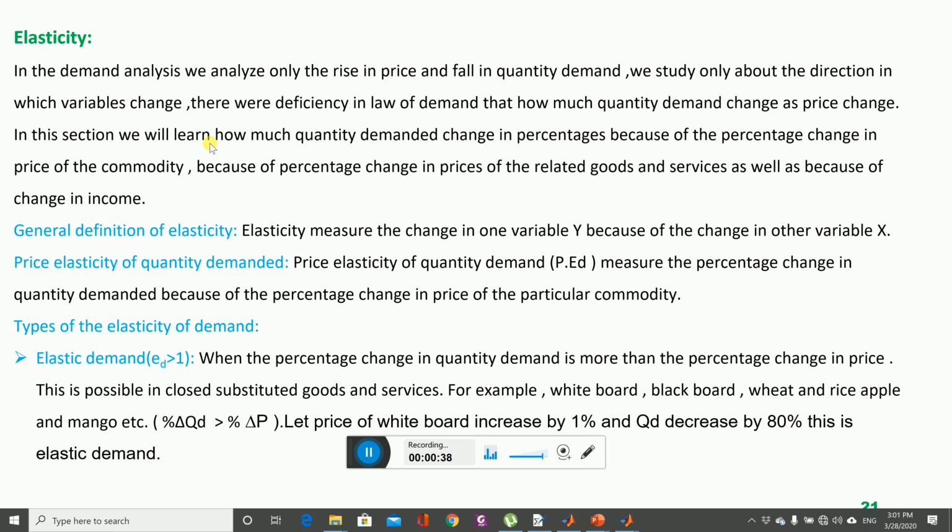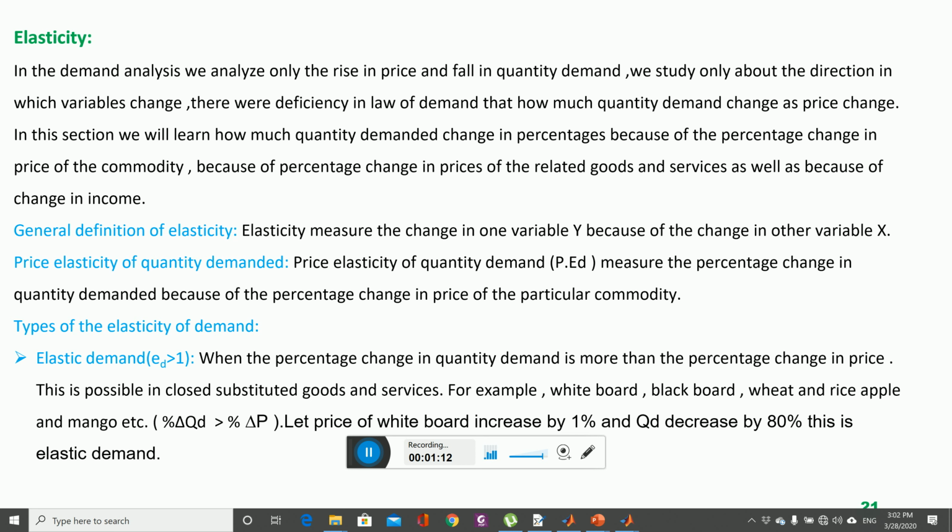In this section, we will learn how much quantity demanded changes in percentages because of the percentage change in price of the commodity, because of the percentage change in prices of related goods and services, as well as because of the change in income in percentages. It means that, as an introduction to elasticity, in this section we are going to cover a little deficiency of the demand and supply analysis.